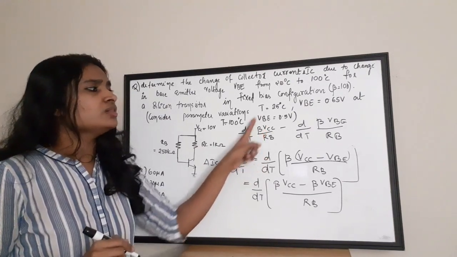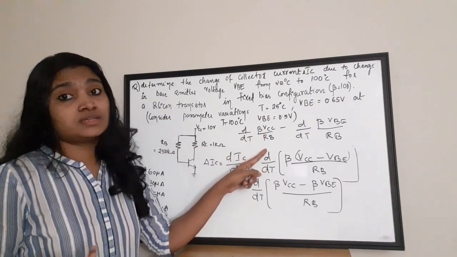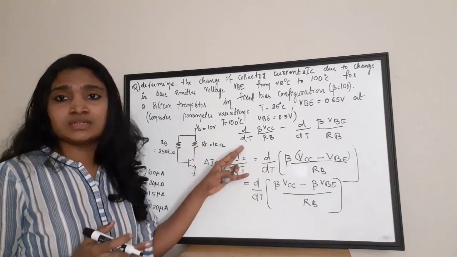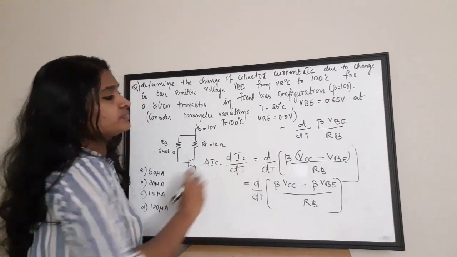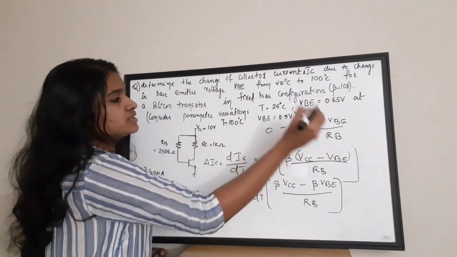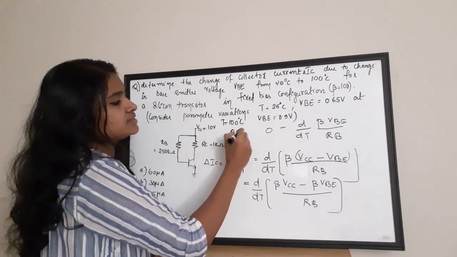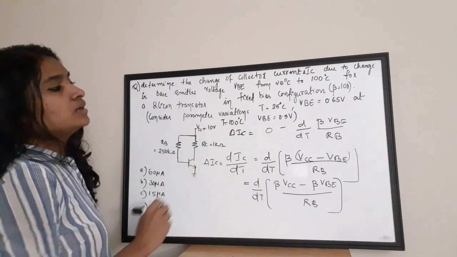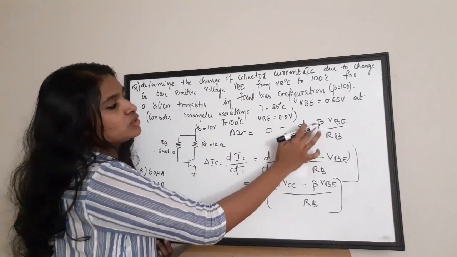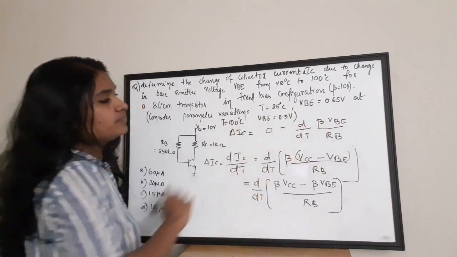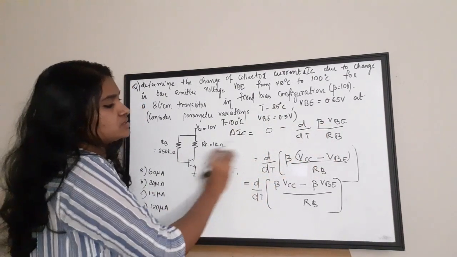there is a RB. All these terms are what? Constant. And if you take the differential of this constant, it will be equal to 0. So, this is a 0 term. So, the value is 0 minus your delta IC. Okay. So, here minus d by dt of beta VBE by RB. So, I'm going to remove all this.